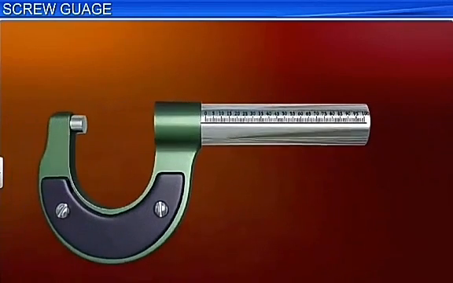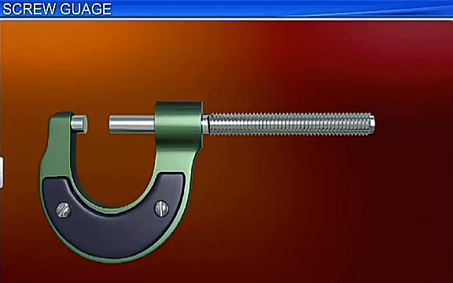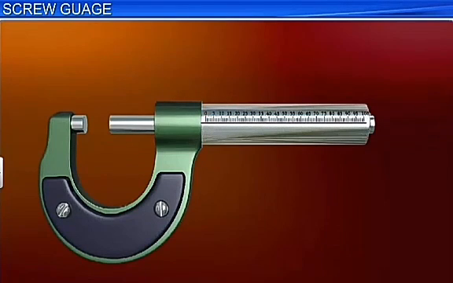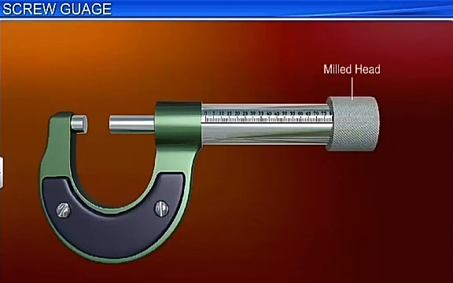There is a screw with a flat tip and threads on its outer side, identical to the threads cut inside the sleeve cylinder. This is called the spindle. The spindle moves inside the sleeve cylinder. The flat tip of the spindle is nothing but a shaft which forms the movable jaw of the screw gauge. The other end of the spindle is connected to a milled head.